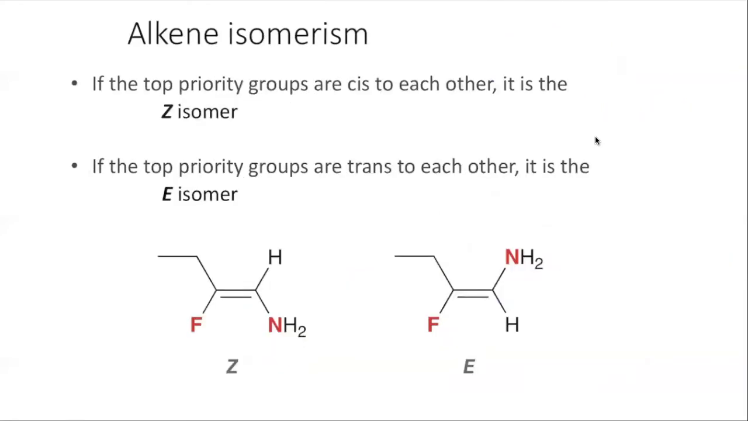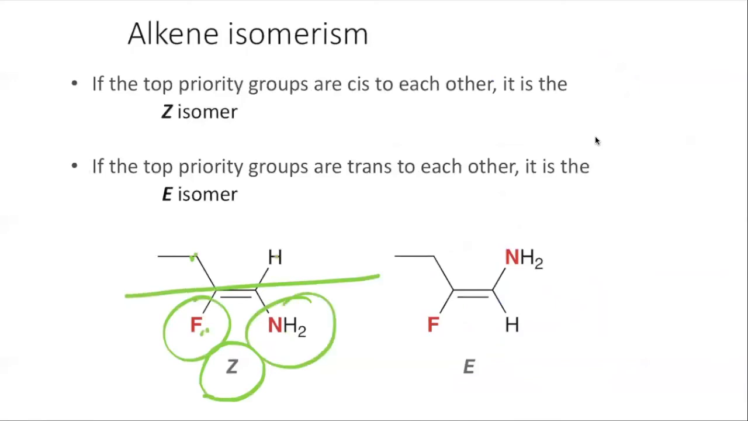This slide shows us what the diastereomer looks like. So here is the Z, that's the one we just did. Right here's our double bond. Fluorine has the highest priority over these two groups. Nitrogen has the highest priority over these two groups. And so because these are on the same side, that is going to be the Z diastereomer.